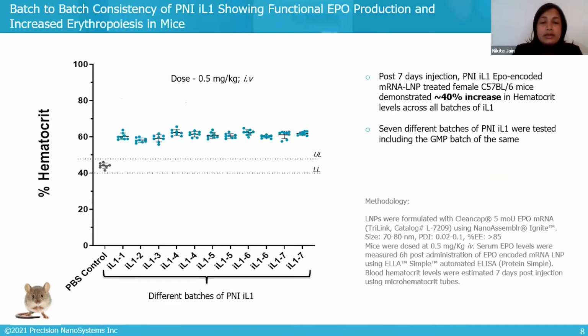The reason why I say functional is that the hematocrit analysis was done after 7 days of the EPO-LNP injection. And we found that these were able to increase the hematocrit levels to 40% across all the batches of IL-1. So this is just one of the examples, but we have seen that in most of the cases, we have seen an increase in the hematocrit analysis.